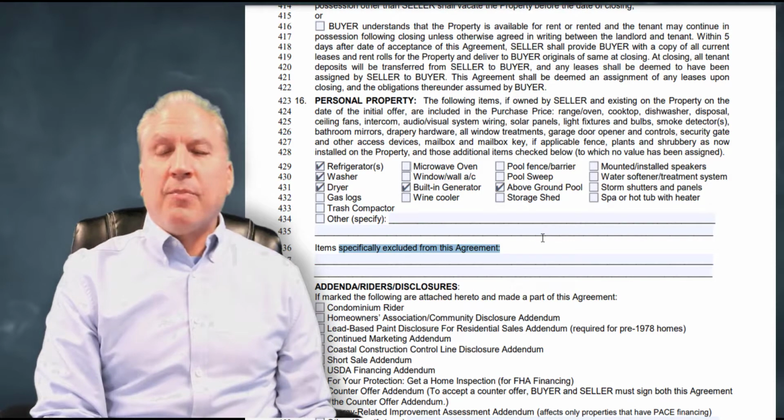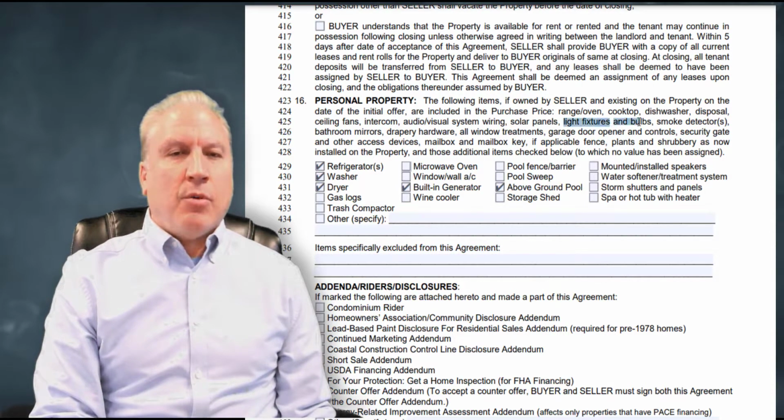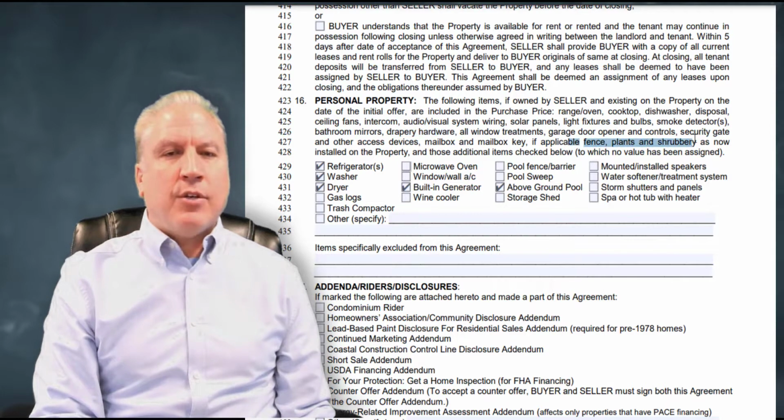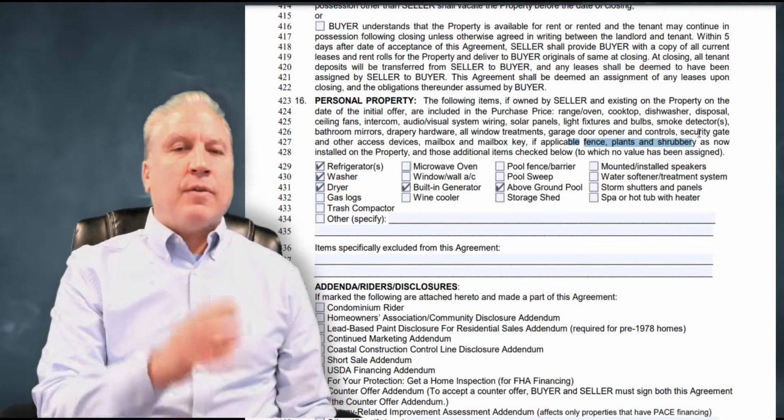Now, there's some things that are included with a property automatically because they're appurtenant to the house. Things like light fixtures and bulbs, smoke detectors, drapery, those things are normally considered to be included. Plants, shrubbery. You can't just strip out a house. Things that are attached to the house are part of the house.